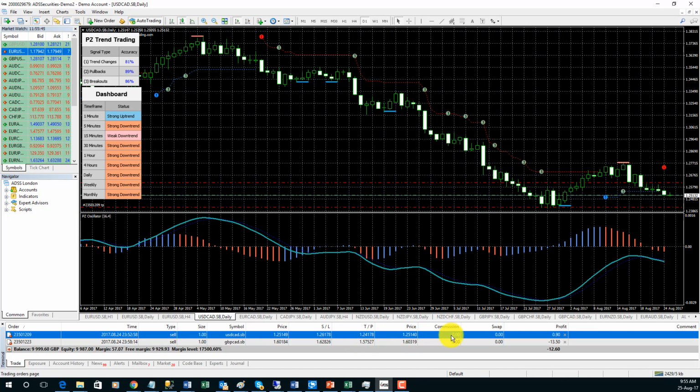Any commission, we don't pay commission on this particular account. Swap is what you pay overnight to borrow the money to place the trade. Okay, now it depends whether it's in your favor or not. So we'll cover that one again in a bit more detail. Profit is the amount of profit that trade is currently running. That one's in profit by a couple of pounds, and this one's £11.90 going the other way at the moment. So they'll bounce up and down as trading continues.